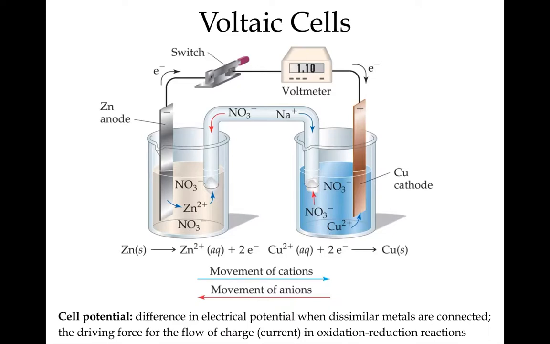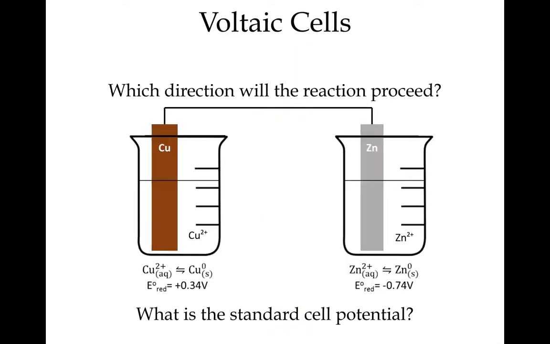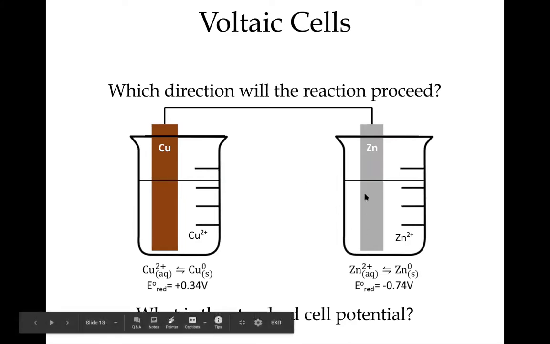All of this is going to be used to calculate cell potential. The difference in the electrical potential between two dissimilar metals that end up being connected in this circuit is the driving force of current in a redox reaction. So going back to this question, which direction will it proceed? Based on what we just learned, it's going to proceed from the zinc over to the copper.